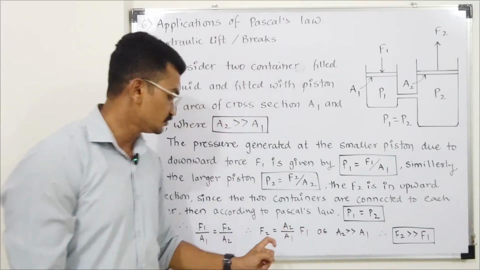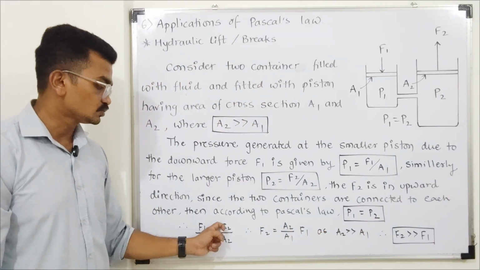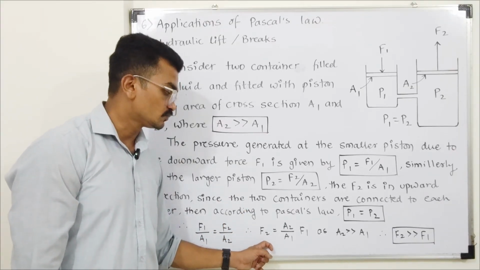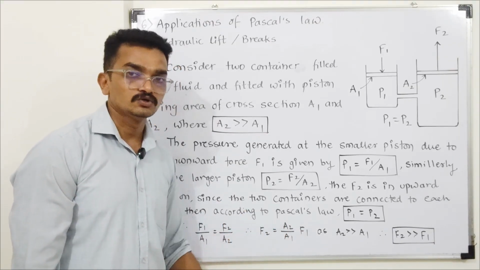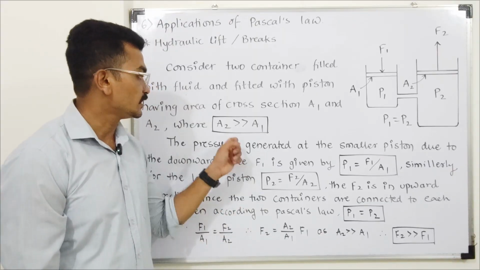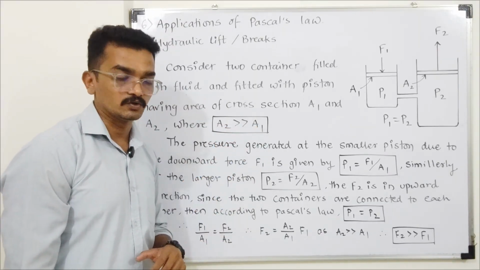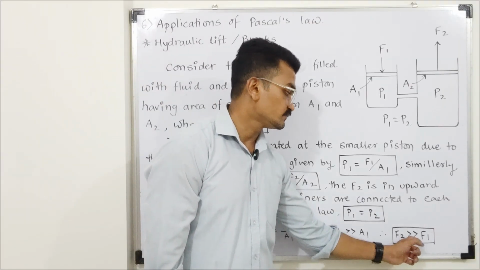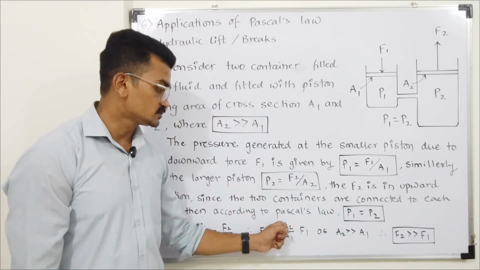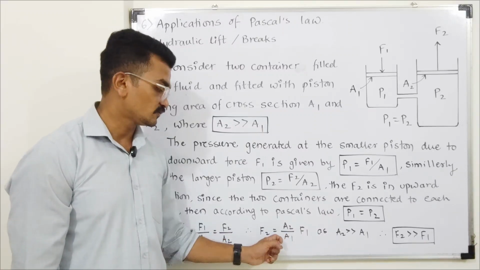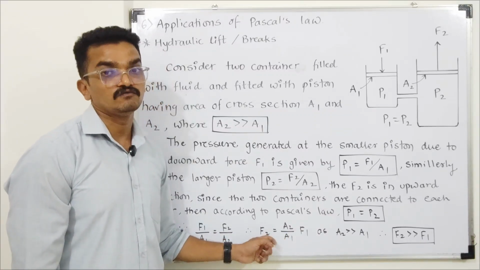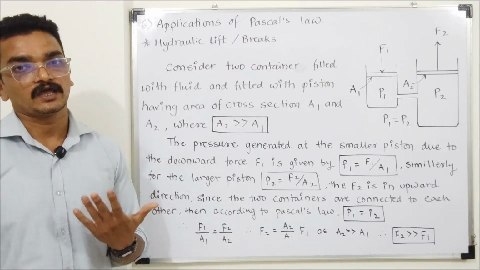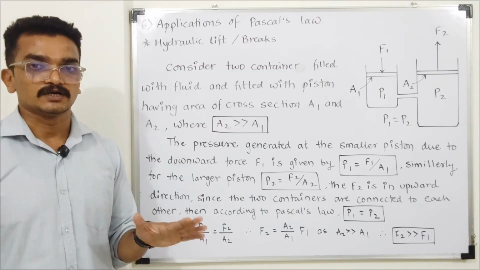As P1 is equals to P2, we can write F1 upon A1 is equals to F2 upon A2. Rearranging this formula for F2, we can write F2 is equals to A2 upon A1 into F1. Now we know that A2 is very much greater than A1. As A2 is very much greater than A1, therefore F2 is very much greater than F1. Because the multiplying factor A2 upon A1 is large, F2 will be larger than F1. So this is the explanation for the hydraulic lift and the brakes, which are based on Pascal's law.